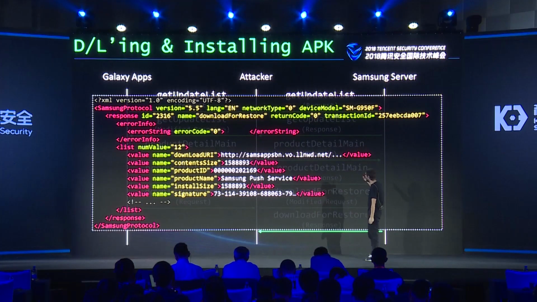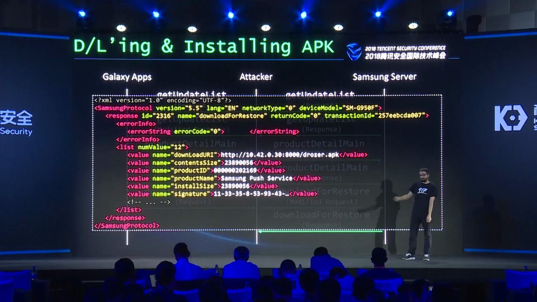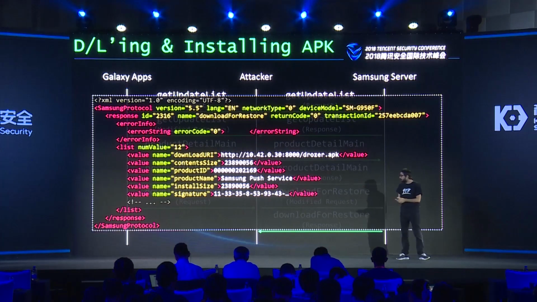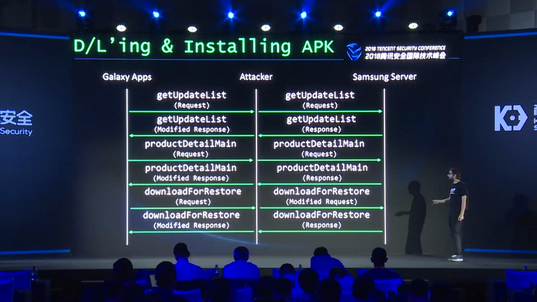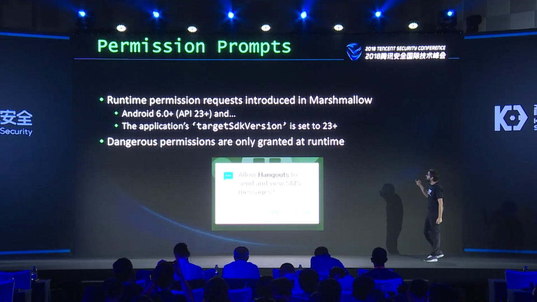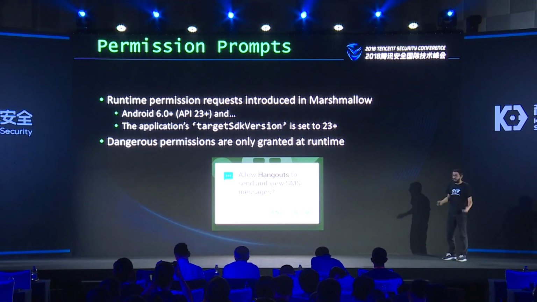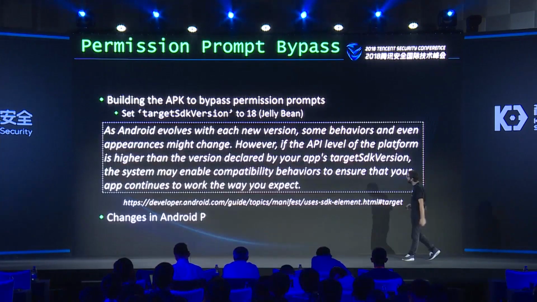But we change the URL, and we change the signature. That there is the signature that will be used to compare the APK signature when installing the application. All right, at this point, we're installing an application, but we don't have any permissions.